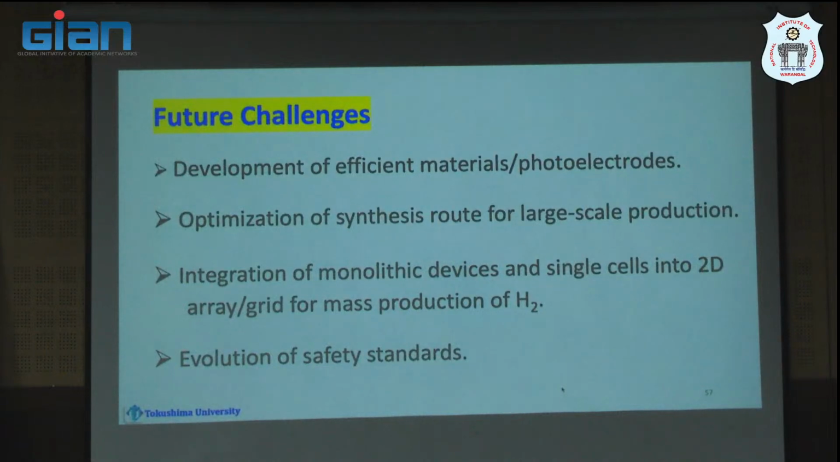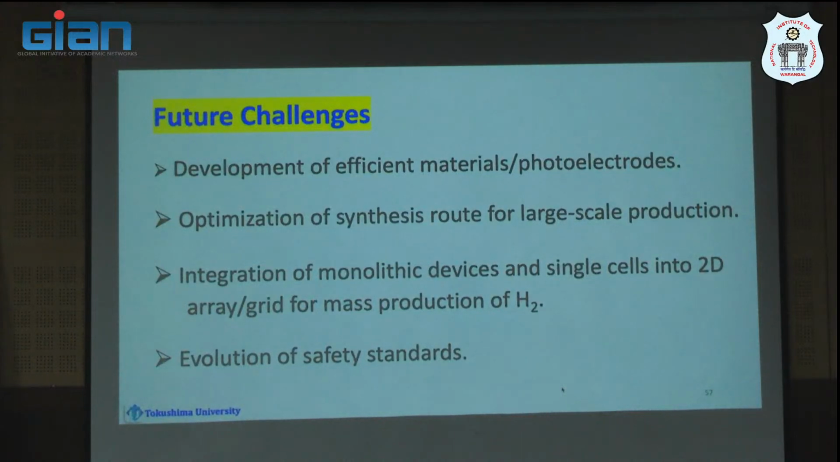Remember, large production is different and mass production is different. Mass means huge production. Large means large area. Small means 1 centimeter by 1 centimeter. Large means 6 inch, 1 foot, 2 feet, 1 meter. And mass means bigger than 1 meter. And finally, evaluation of safety standard.